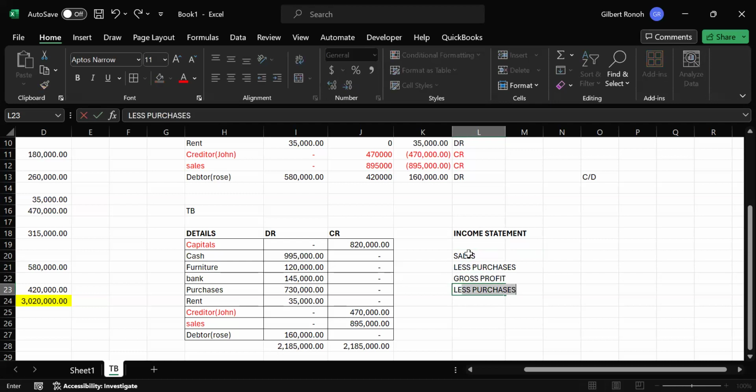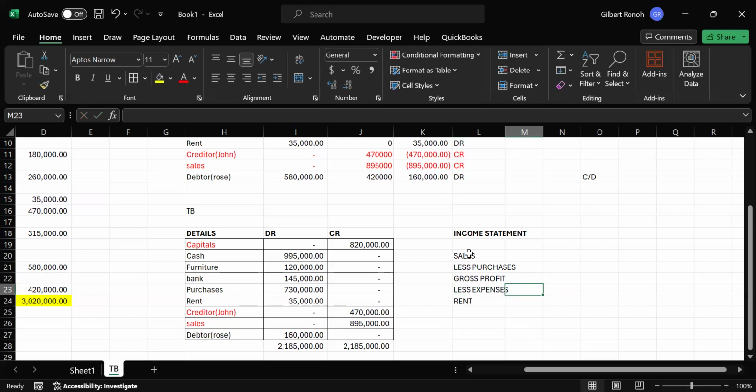After getting the gross profit, you less expenses, which in this case, I can see the only expenses we have is rent. Don't have any other expenses. So this is the income statement.